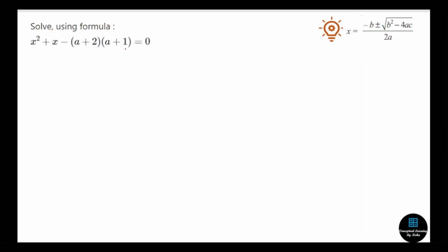Let's solve one more problem. So same way, first of all, we'll compare using the standard formula. So a equals 1, b equals 1 and c is equals to minus of a plus 2 into a plus 1. Alright, so let's find the discriminant value. So d is equals to b square minus 4ac. So what do we get?